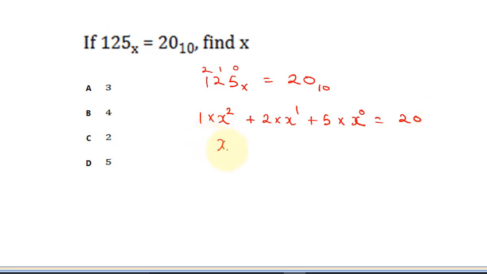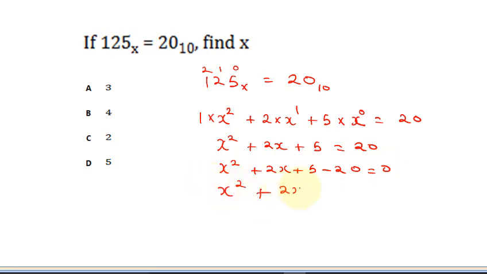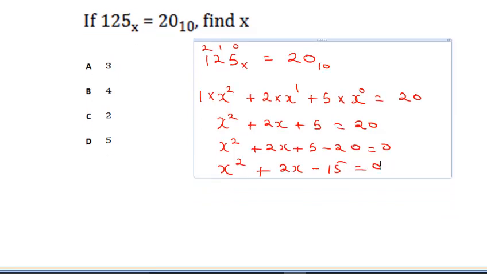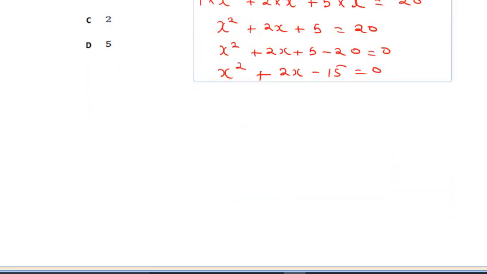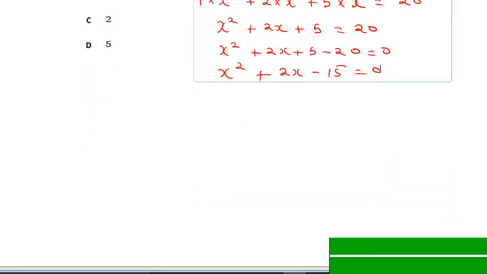So this is going to be x squared plus 2x plus 5 is equal to 20. And when you collect like terms, this is going to be x squared plus 2x plus 5 minus 20 equal to 0. So this is going to give us the quadratic equation, which will be x squared plus 2x minus 15 is equal to 0. At this point, we need to look for the factors of this quadratic equation.